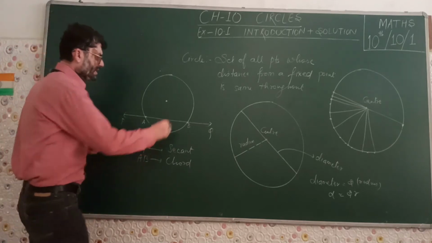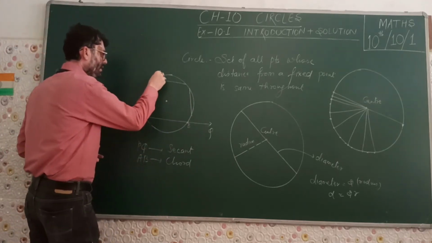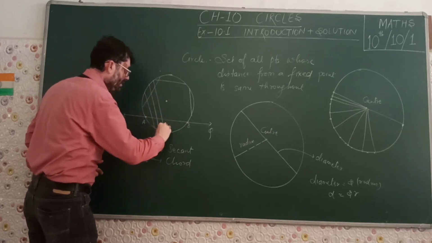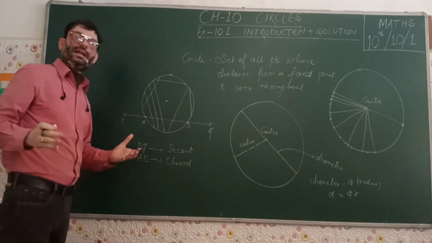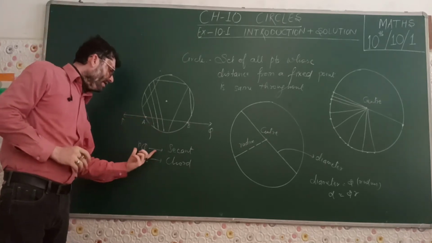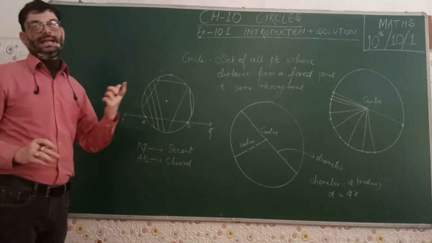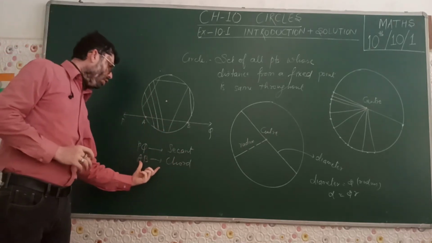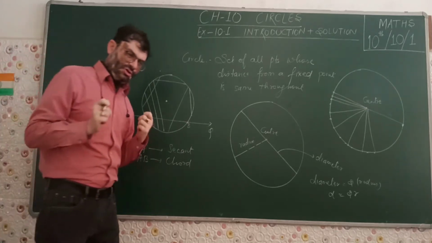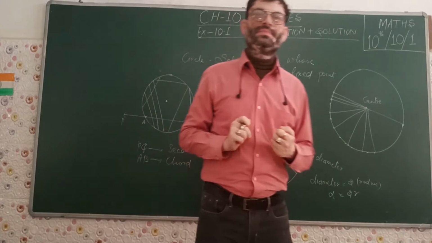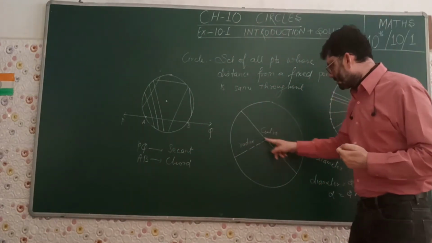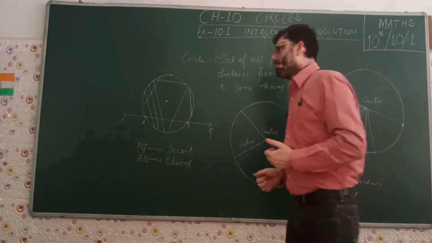Number of chords can be drawn this way, this way, this way. An infinite number of chords can be drawn on a circle, and for each chord we will have infinite number of secants, because a chord is a part of a secant. Then which is the longest chord that is possible in a circle? Yes, the diameter is the longest chord of a circle that is possible.